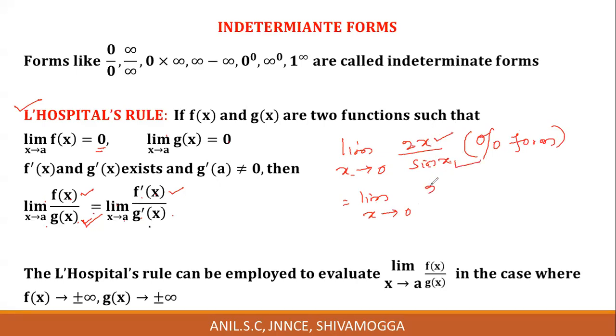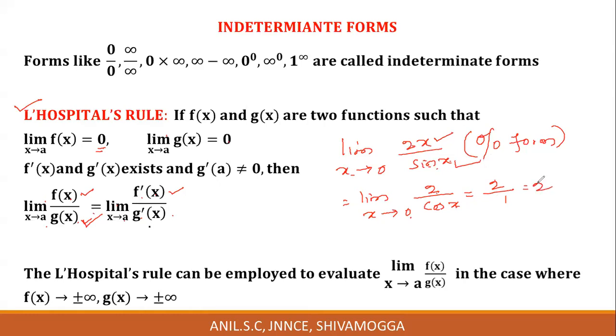Derivative of 2x is just 2, divided by the derivative of sin x, which is cos x. The quotient rule is not applied here. The numerator is differentiated separately, the denominator is differentiated separately. Now apply limits. As x tends to 0, 2 remains 2. It is a constant. And cos 0 is 1. This is equal to 2.